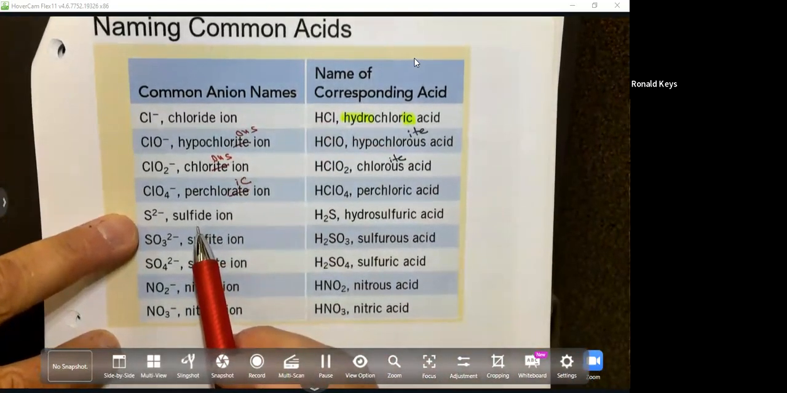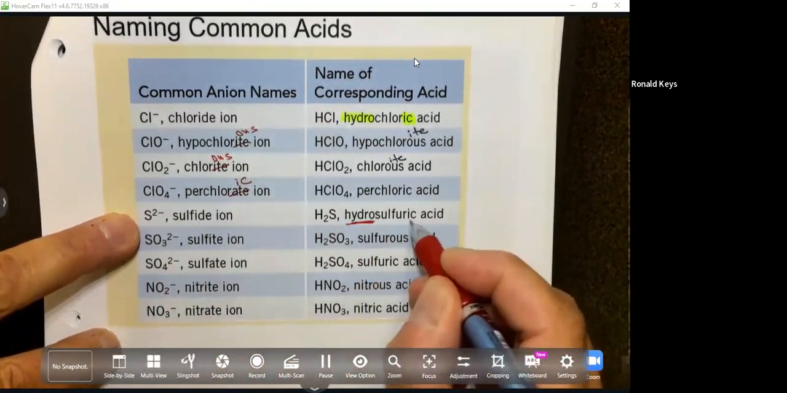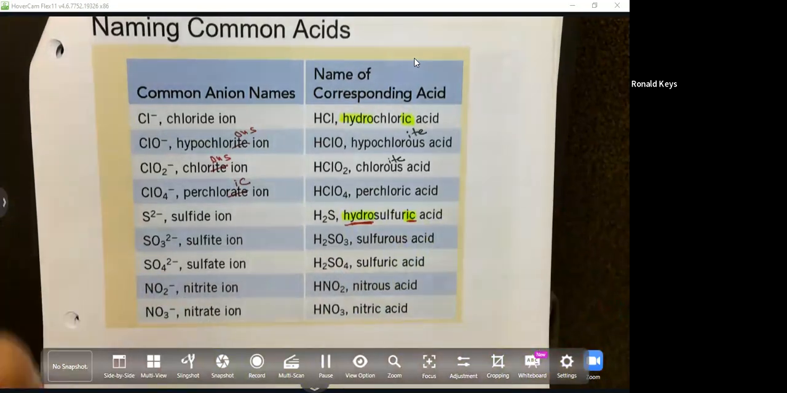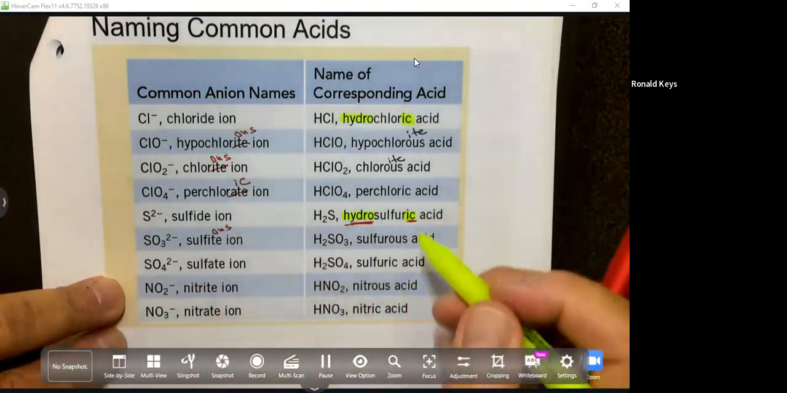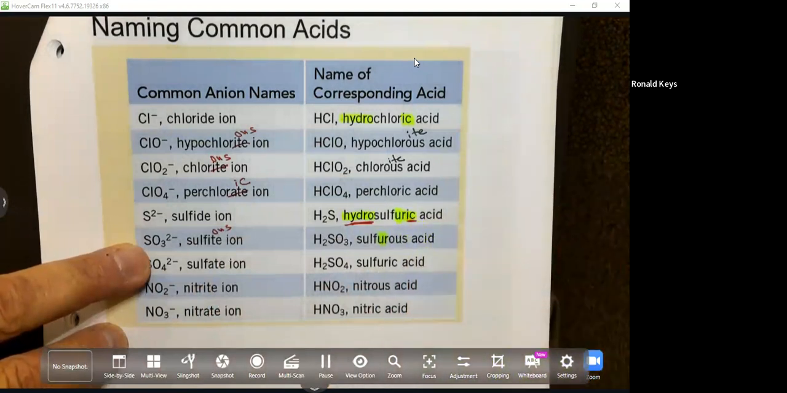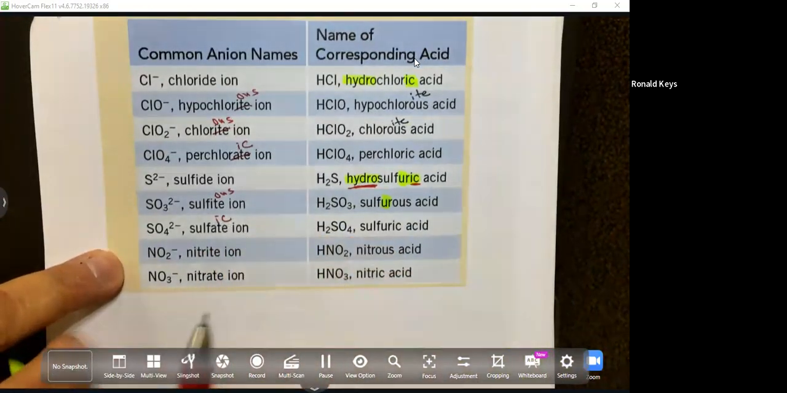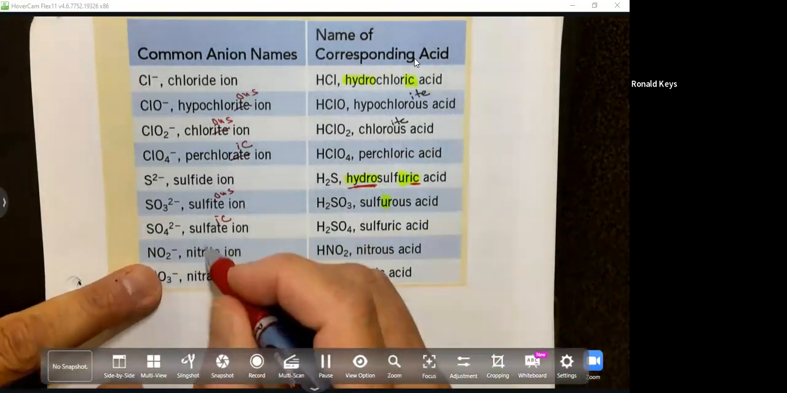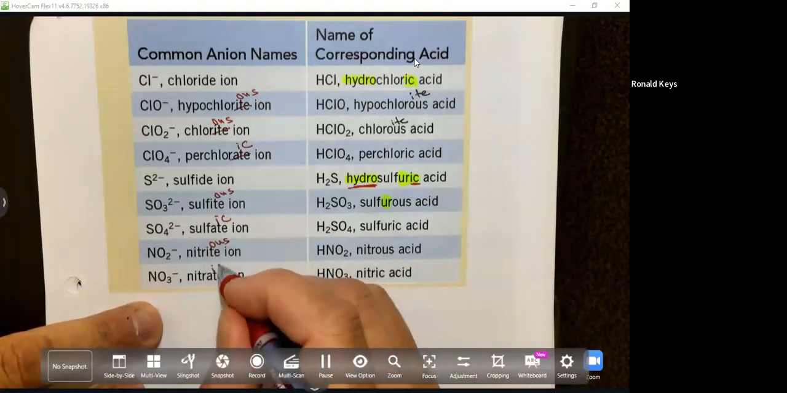Sulfide. So this does not have oxygen, so we know it is going to start with hydro and end in ic, right? Starts with hydro, ends in ic. Sulfite is going to be ous. And for these sulfur compounds, the weird thing is they keep this ur in there, right? Sulfate is going to be sulfic, and they keep the ur, so we get sulfuric. Nitrite is going to be nitrous for an acid, and nitrate is going to be nitric.